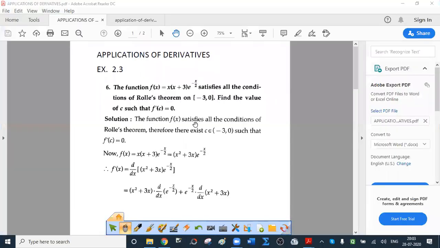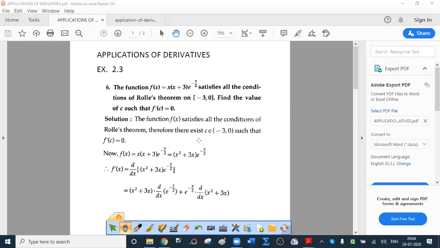Good evening. So exercise 2.3, sum number 6. Now the function, do not write the solution because I will upload this. Just listen to me. The function f of x equal to x into x plus 3 into e raised to minus x upon 2 satisfies all the conditions of Rolle's theorem on closed interval minus 3 to 0. Find the value of c such that f dash of c is nothing but 0.